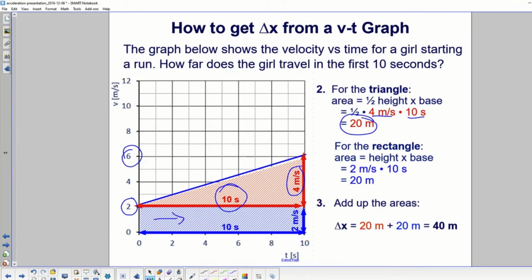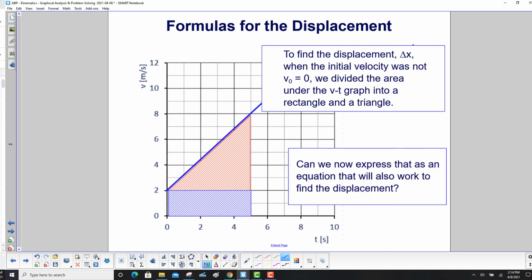Now let's do the rectangle. We have a height here of 2 minus 0, so that's just 2 meters per second. We have the 10 seconds again for our base, and that gives us 20 meters. Finally, step 3, add up the two areas. 20 plus 20, we get 40 meters. That's the displacement.